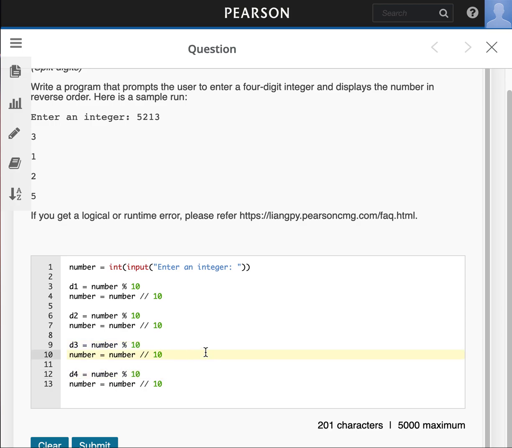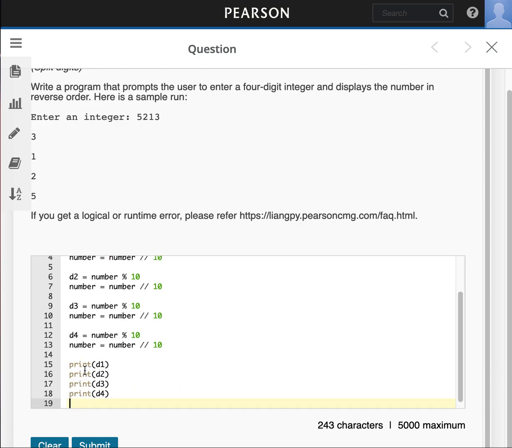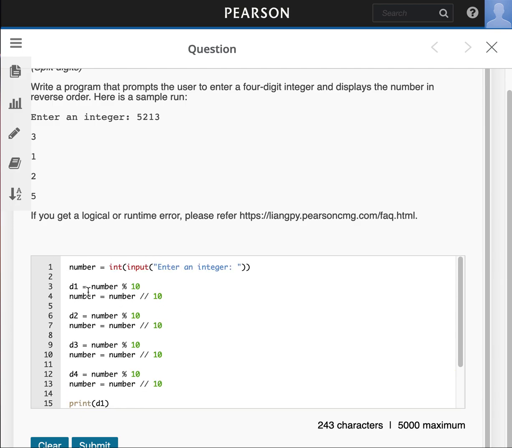All right, so from here we just need to print those numbers to the screen. All right, let's do that. Just like that, number 1, 2, 3, and 4. Okay, so let's see again how this is going to work. We have 5, 2, 1, 3.